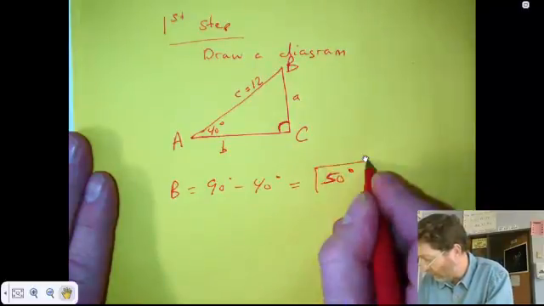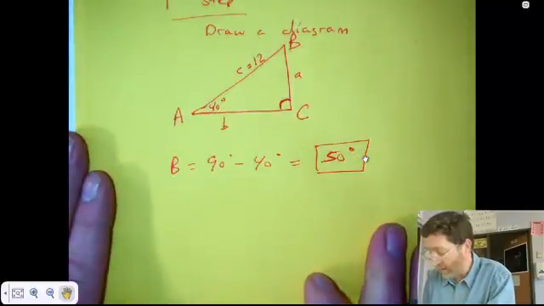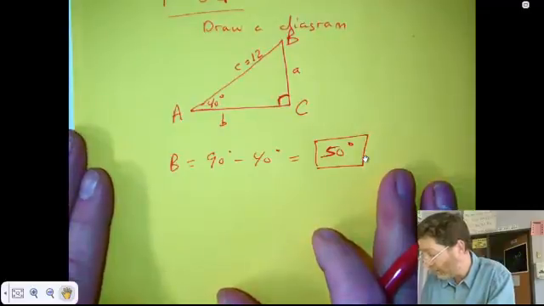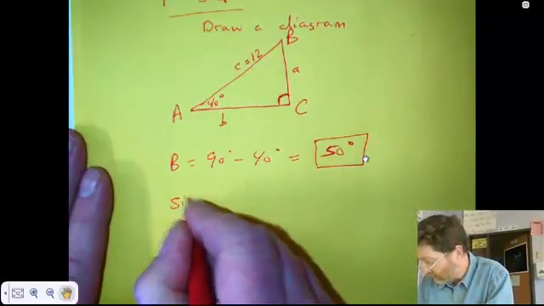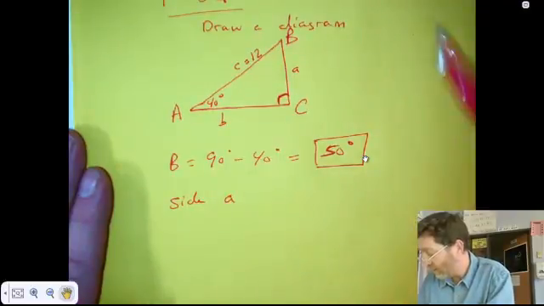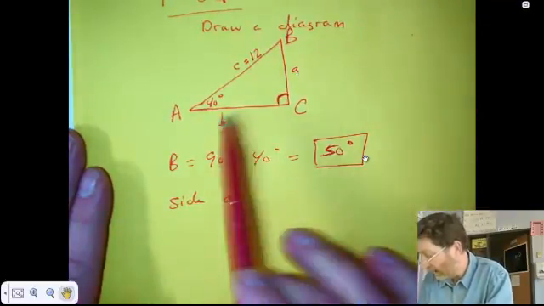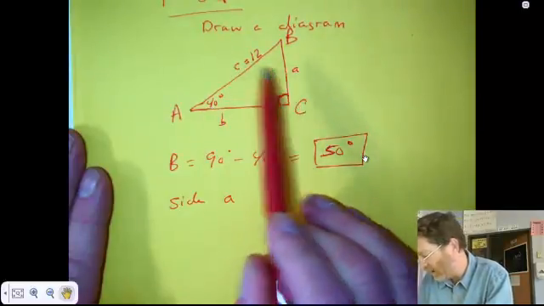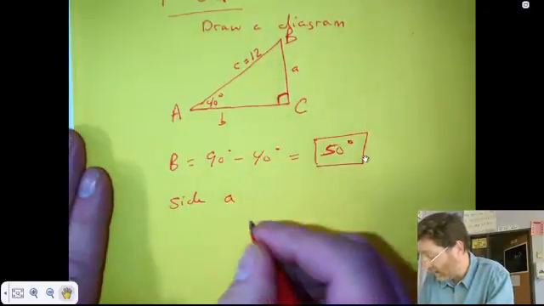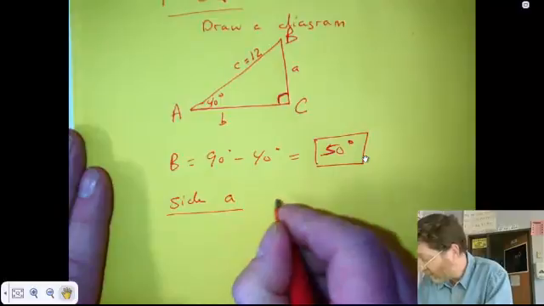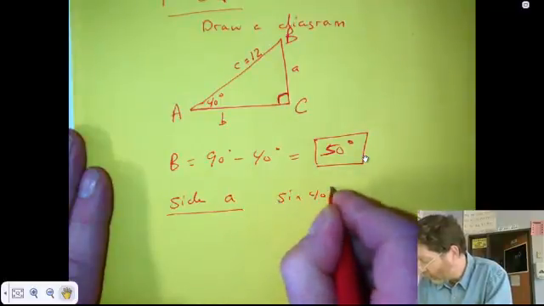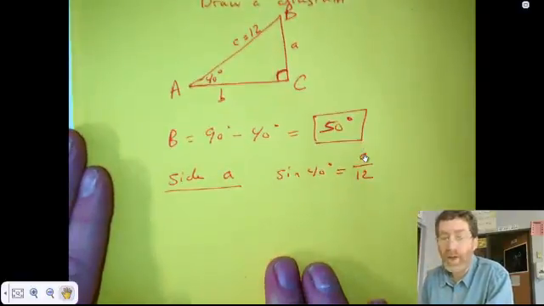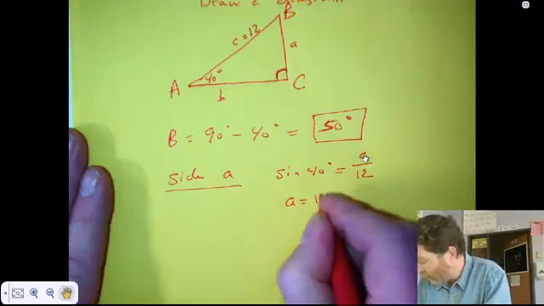Right, so that's one thing we found. Now we just need to find B and A. So let's see, and again, a lot of ways to do these. Let's find side A next. If I find side A, from angle A, side A is the opposite, and I have the hypotenuse. Well, okay, so opposite over hypotenuse, that's the sine. So the sine of 40 degrees is the opposite over the hypotenuse. If I solve that for A, it has to equal 12 sine of 40.